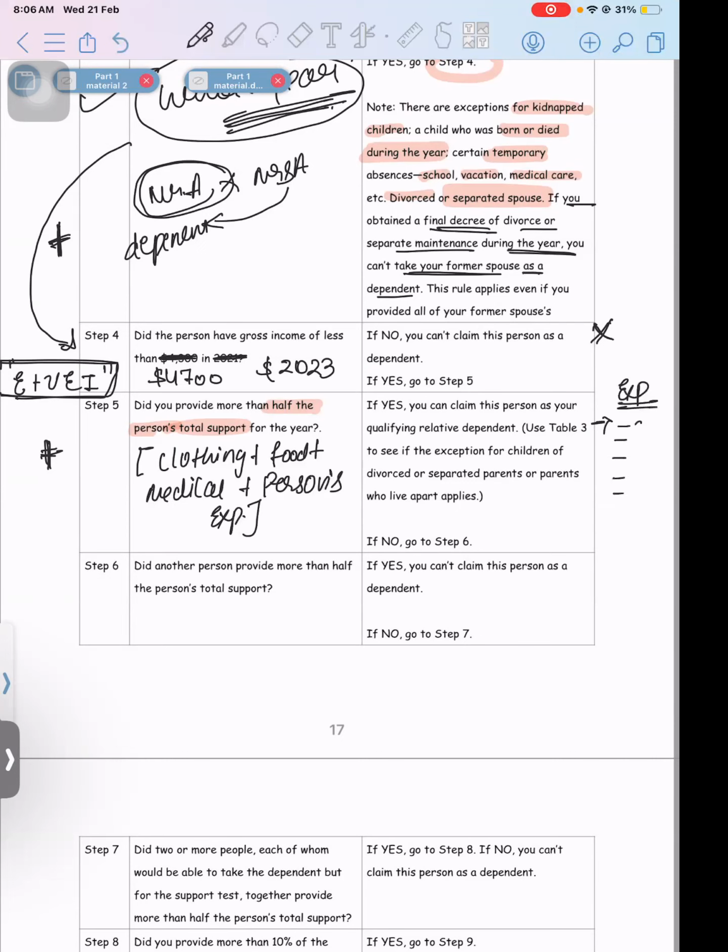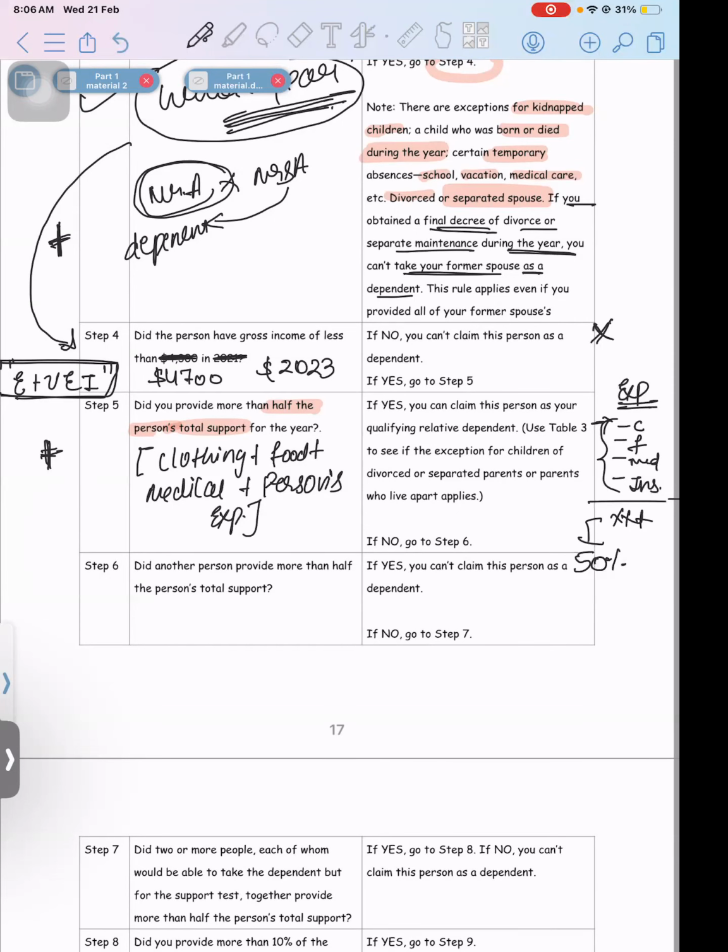Okay, let's say we incurred clothing expense, we incurred food expense, we incurred medical expense, insurance expense. All these expenses, the list will be given. What you have to do is total all the expenses. 50% of this expense should be incurred by you, by the taxpayer.